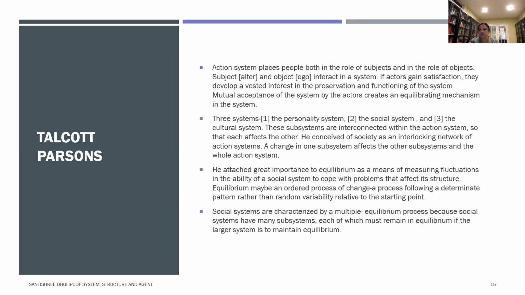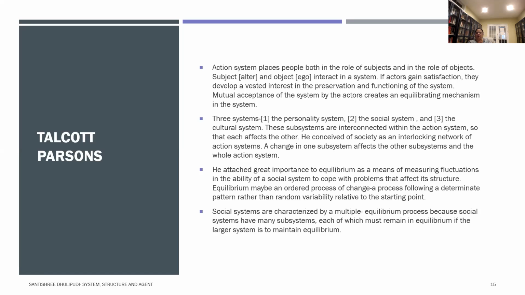These subsystems are interconnected within the action system so that each affects the other. He conceived of society as an interlocking network of action systems. A change in one subsystem affects the other subsystems and the whole action system. He attached great importance to equilibrium as a means of measuring fluctuations in the ability of a social system to cope with problems that affect its structure.